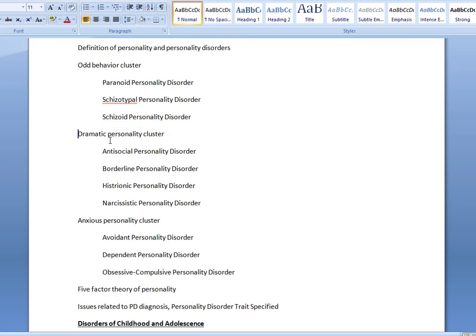Now, the dramatic cluster here has received a lot of research. These disorders may be a little bit more common than the other personality disorders. These would be your cluster B personality diagnoses. So antisocial personality is the individual who has a blatant disregard for the rights of others. So we talked about the connection between antisocial personality and conduct disorder.